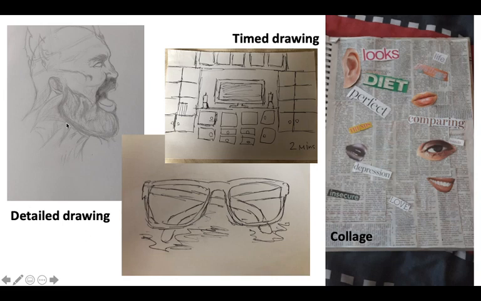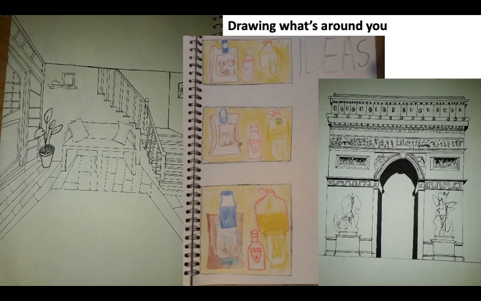So you've got detailed drawing, but you've also got more experimental timed drawing. Here the student has timed themselves for 2 minutes and drawn their surroundings. The same here, but this one was for 1 minute. This person is using collage, so we're all able to go to the shop. You might get newspapers, you might already have magazines at home, and you can use collage to create new kinds of artworks and to document your ideas.